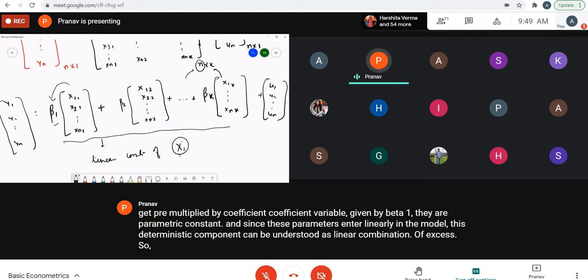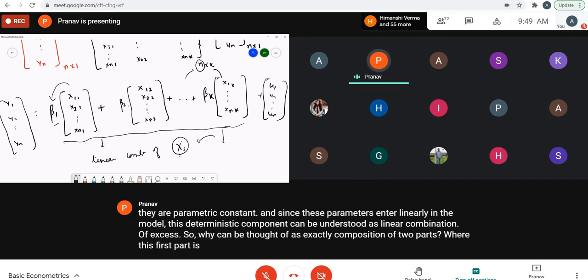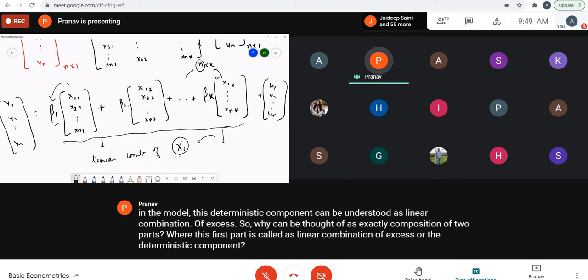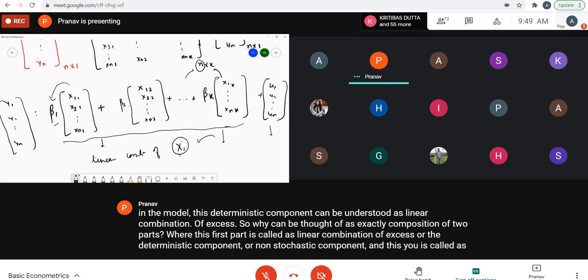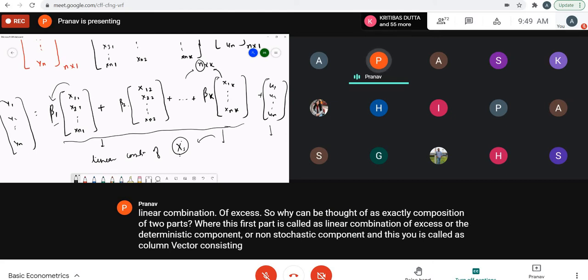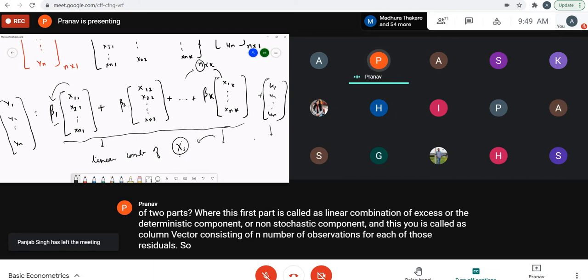So y can be thought of as exactly a composition of two parts, where this first part is called the linear combination of x's, or the deterministic component or non-stochastic component, and this u is a column vector consisting of n observations for each of those residuals. So this brings an element of stochasticity. So this is called the stochastic component.